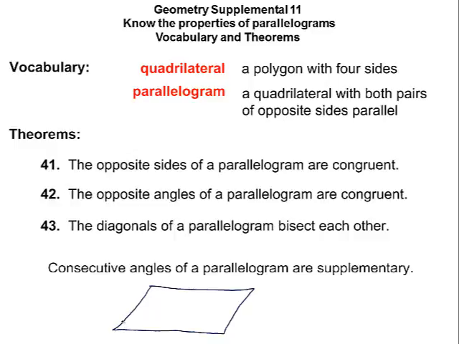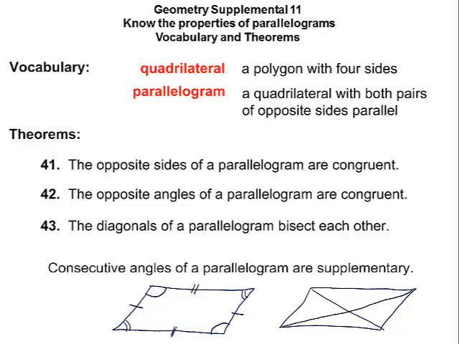Okay, so what we have, opposite sides are congruent. So these two sides are the same length, and these two sides are the same length. Opposite angles are angles that are across from each other. So this angle is the same as this angle, and this angle is the same as this angle. And then the diagonals bisect each other. So if I have two diagonals, this length is the same as this length, and this length is the same as this length.